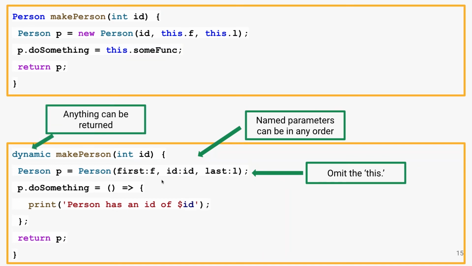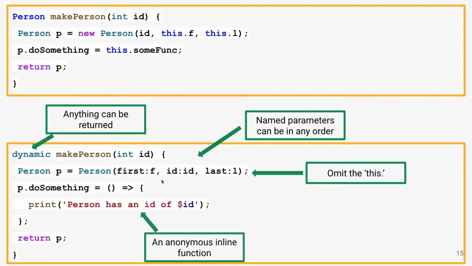You can see here that, not that we would do this in the real world, but you can say that I want make person to return back anything. We can see here that it probably should be returning back a person, but instead of using the person keyword, we can say dynamic, and now we have the ability for this to return back anything we'd like, anything at all.